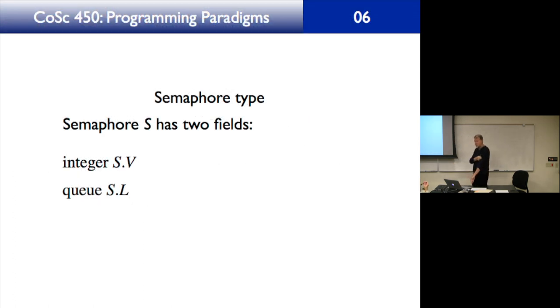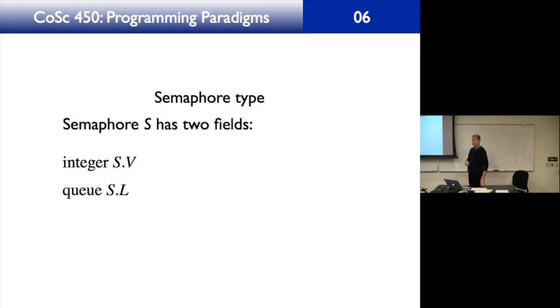All right, so here's what a semaphore is. A semaphore is a data structure. You can think of it as a type. A semaphore has two fields: one is an integer and one is a queue. If S is the semaphore, we call the integer S.V for the value of the semaphore, and we call the queue S.L. You can think of L as a list of processes. Are you with me? So the integer value is S.V, and the queue is S.L.